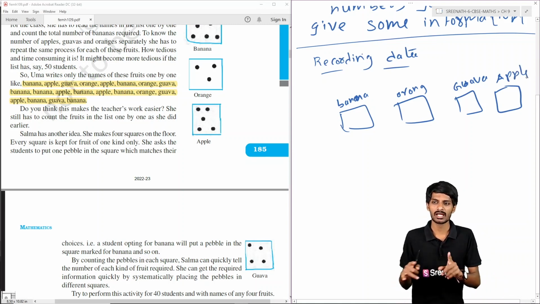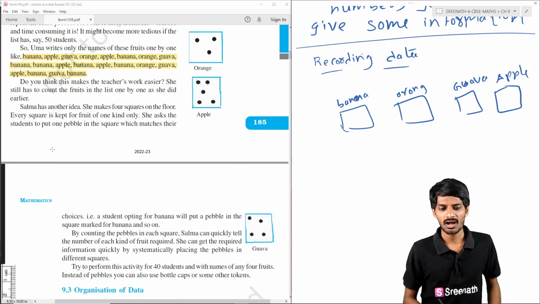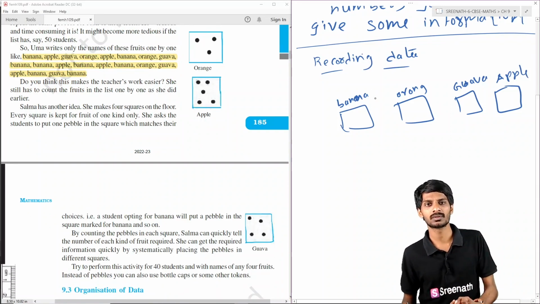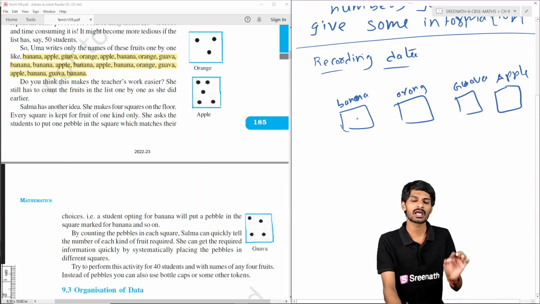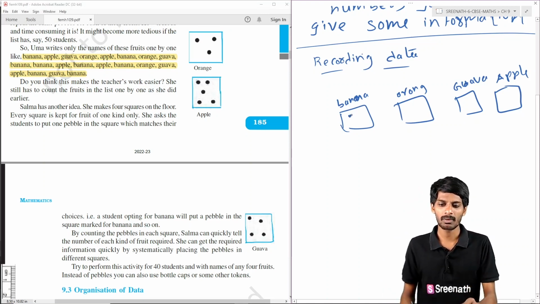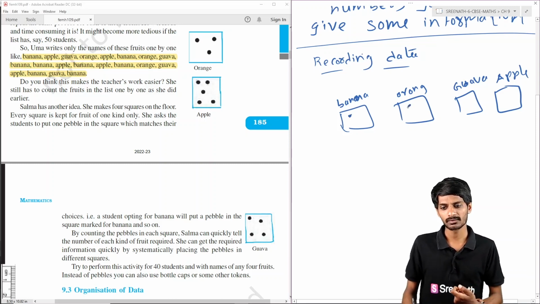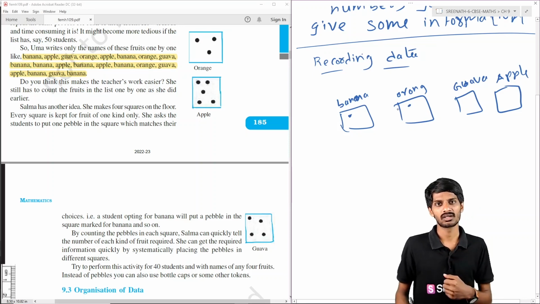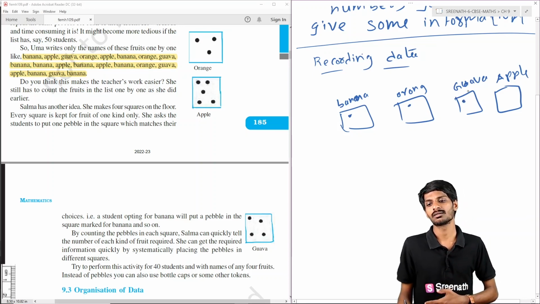Each square is for one fruit only. She asked the students to come up and put a pebble on the square. Which fruit do you want? If you want banana, you have to take the pebble and put it on the banana square. If you want an orange, you take a pebble and put it on the orange square. Or if you want guava, you come and put a pebble on the guava.